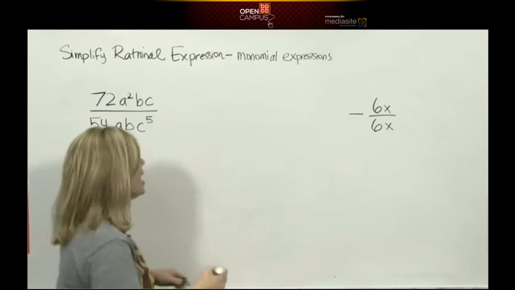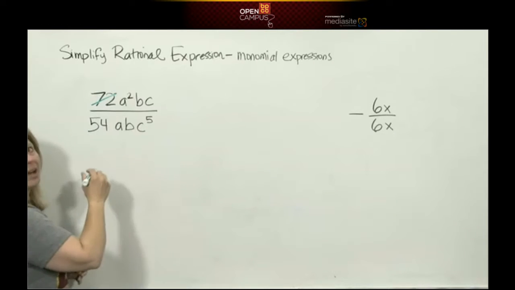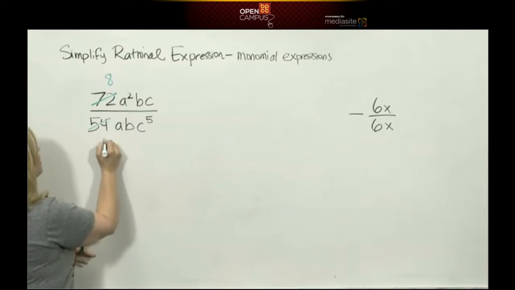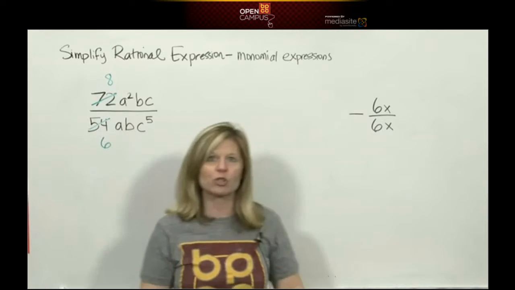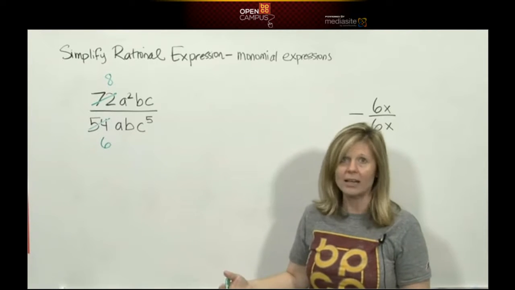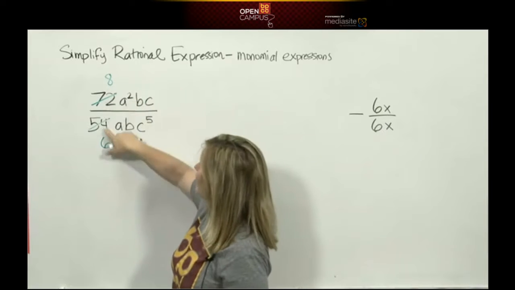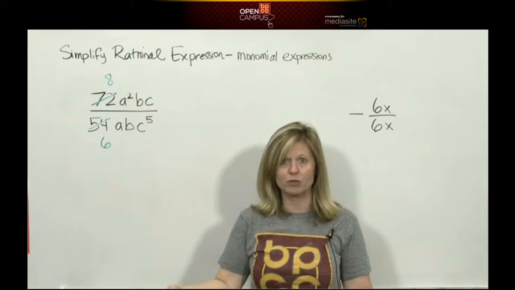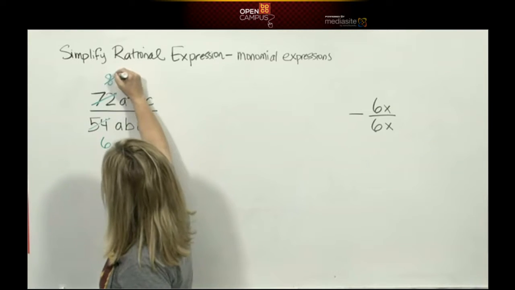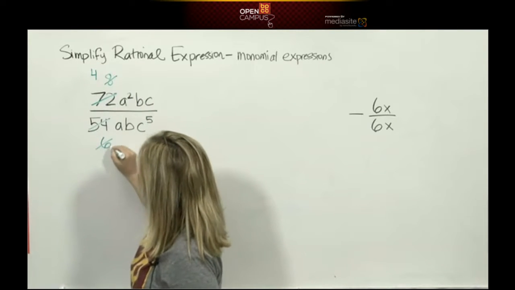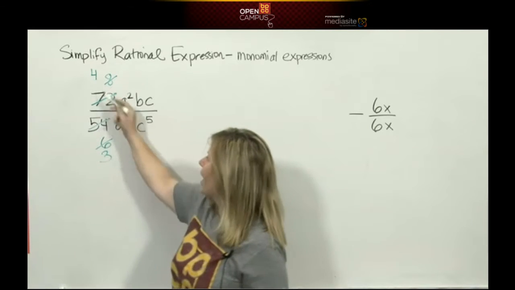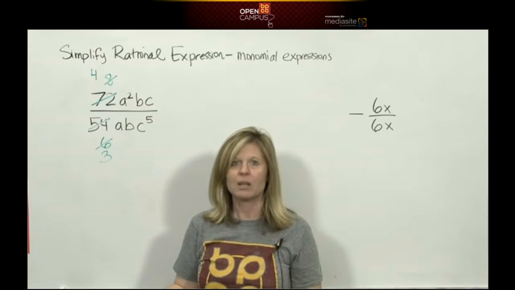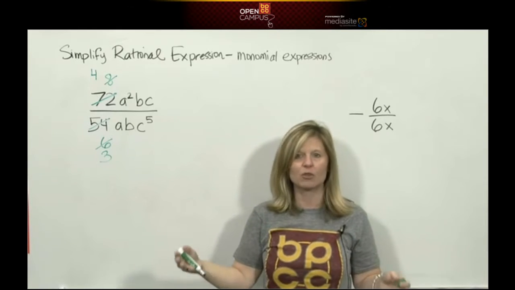Now I can do this in my head. What is 72 divided by 9? Well, that's 8. What is 54 divided by 9? That's 6. Now, was that truly the greatest common factor? No, it wasn't, because 8 and 6 are both even, and they can be divided again by a common factor of 2. So if I divide 8 by 2, I get 4, and if I divide 6 by 2, I get 3. And that gives me 4/3. Is 4/3 in lowest terms? Yes. They only have in common the factor of 1.